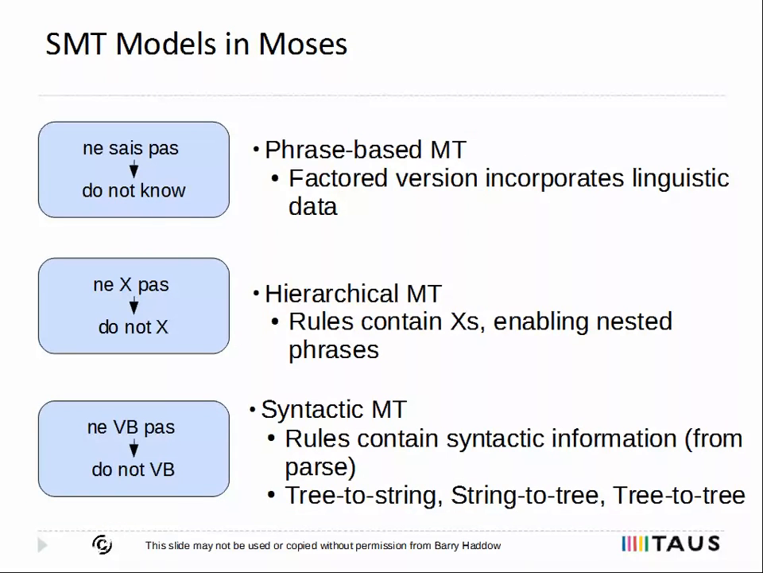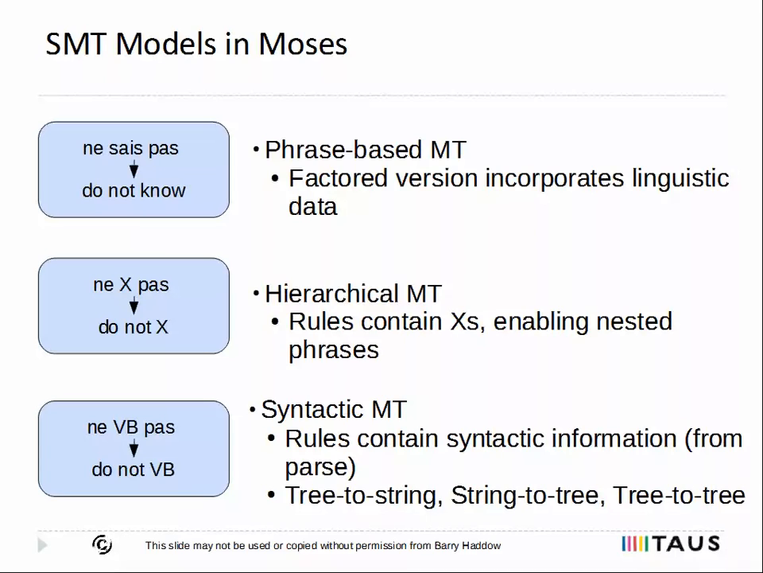This slide is a recap on the types of SMT models that Moses supports. Originally, Moses just supported phrase-based machine translation, although it had the factored extension to phrase-based machine translation since the very beginning. This factored extension can be used to add linguistic information to phrase-based machine translation, for example part-of-speech tags or morphological information. It has been shown to improve the translation of morphologically complex languages, for example Czech and Turkish, to improve local reordering, and to help with the translation of rare words.